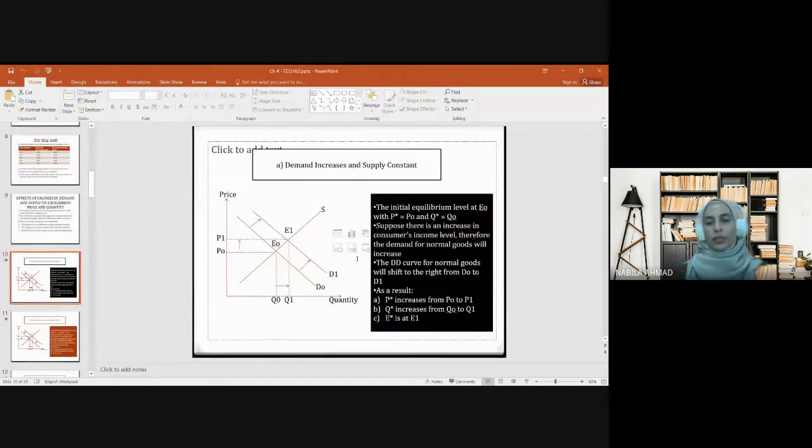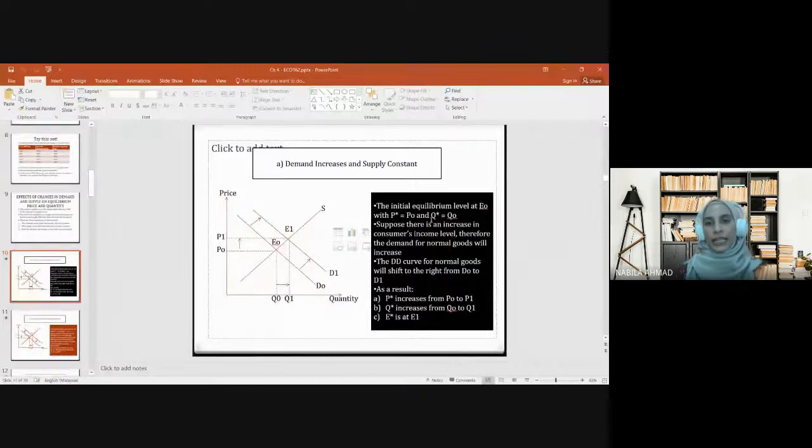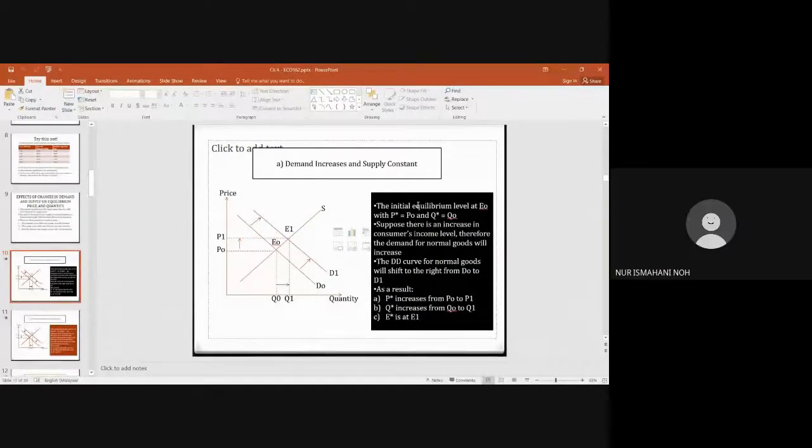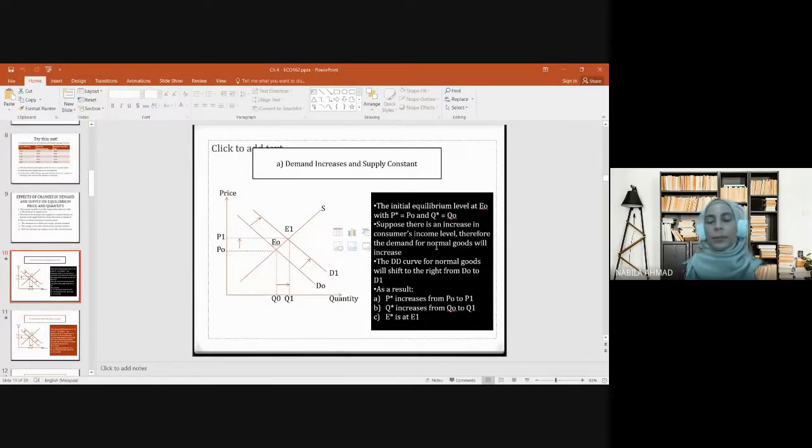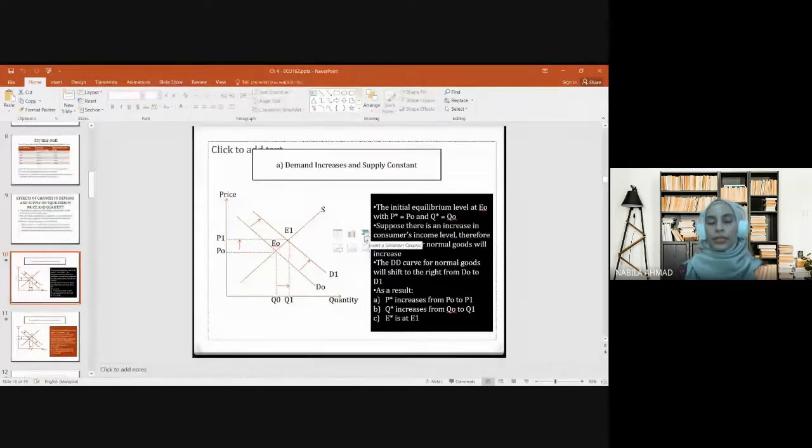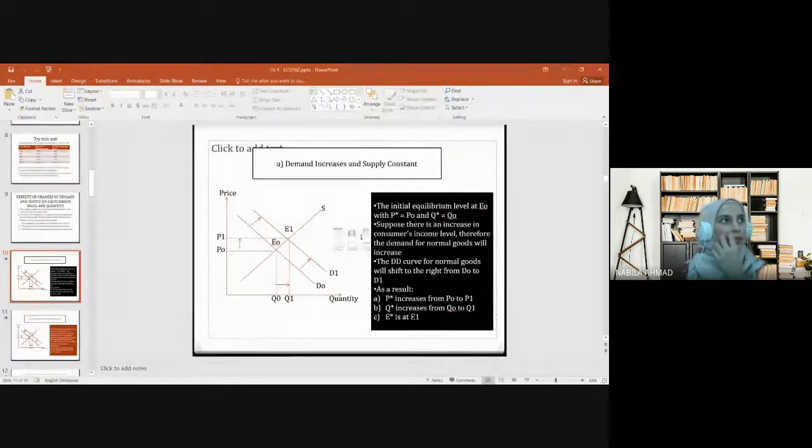Macam ni kan? Soalan satu tu kan? Soalan satu ni kan yang ni kan? Betul tak? Ya, yeah. Jadi dia kata kalau income increase, apa berlaku kepada demand untuk normal good? Okay, so kalau income increase, demand untuk normal good akan increase.